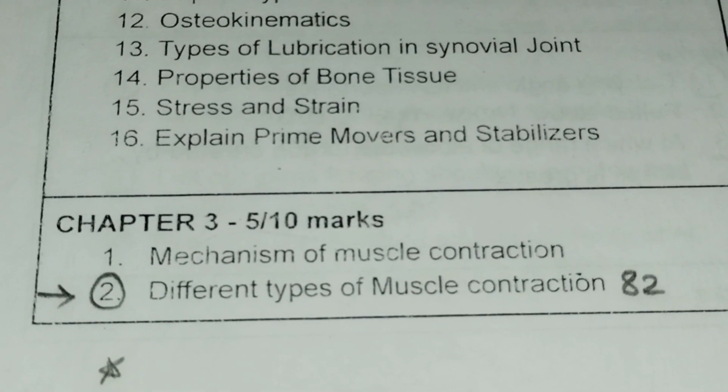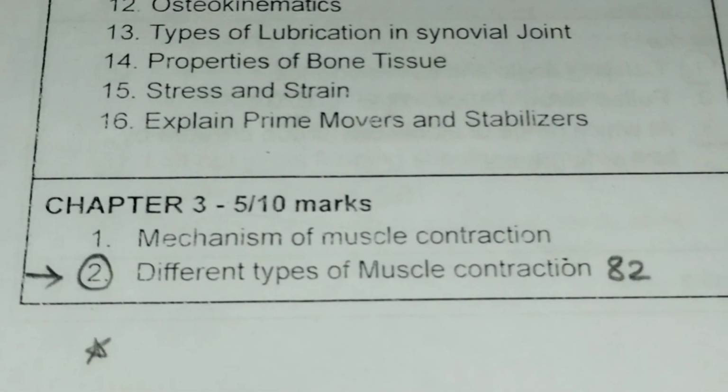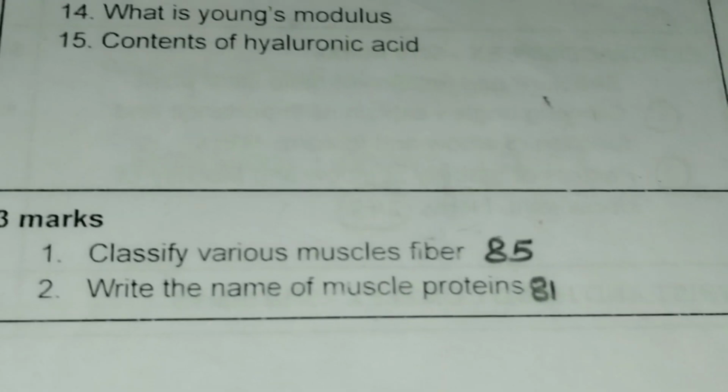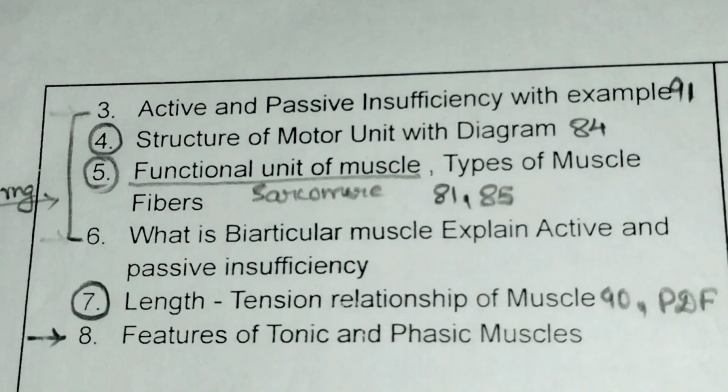In this, the important 5 or 10 mark questions are: first one, mechanism of muscle contraction. Second one, different types of muscle contraction. Next, the important 3 mark questions of the third chapter are: first one, classify various muscle fiber. Second one, write the name of muscle proteins. Now let's get back to the 5 or 10 mark questions again.